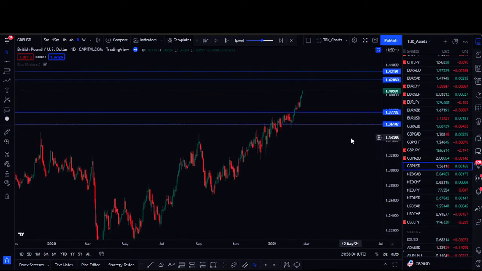Now, since price has left this support zone and it's in between this support and resistance zone, what do you do? You wait for price to either retest this zone, then you'll be looking for buys to this zone, or you wait for price to hit this zone, then you'll be looking for sells to this zone. It's as simple as that.